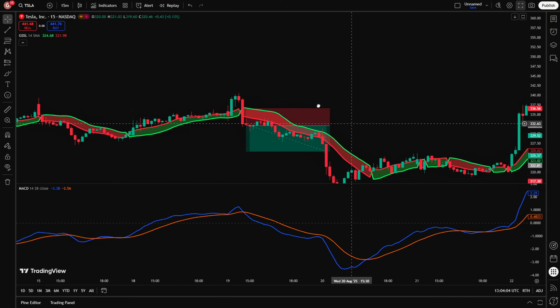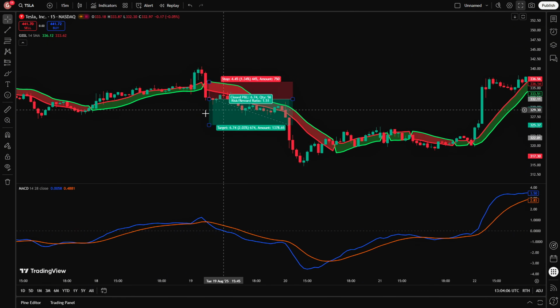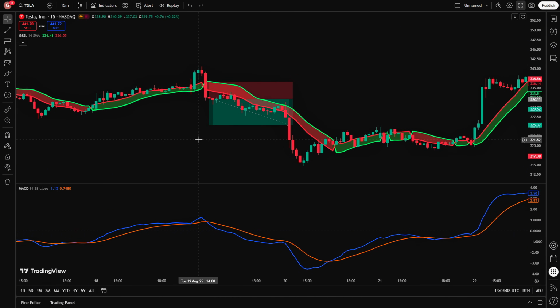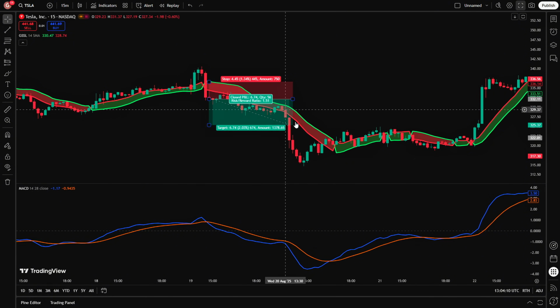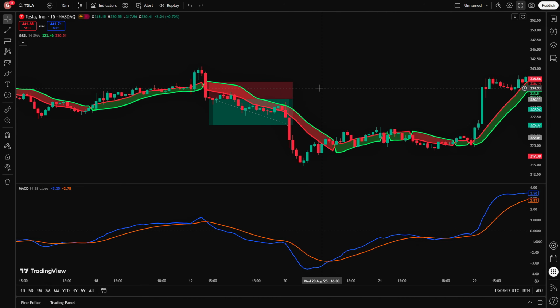Entry. Enter a sell order at the close of that bearish candle. Stop loss. Place it just above the high MA line, which serves as dynamic resistance. Take profit. Again, stick with the 1 to 1.5 risk-to-reward ratio.